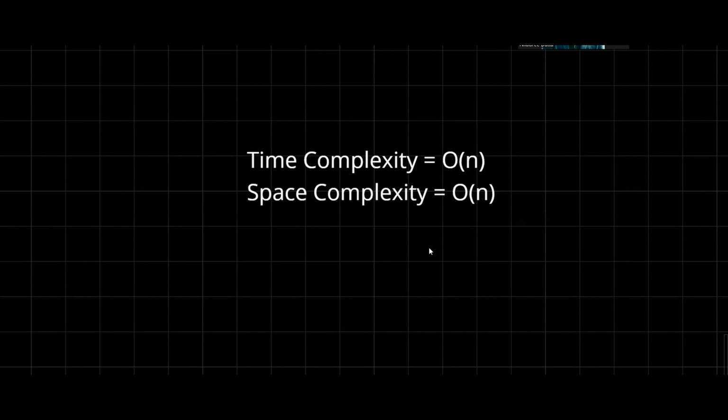In this program, the time complexity is big O of n because we have to iterate each of the elements in the array. And the space complexity is also big O of n because we are using an extra memory map data structure to solve this problem. And in the worst case, the size of the map can be equal to the size of the input array. So we can say that the space complexity is also big O of n.